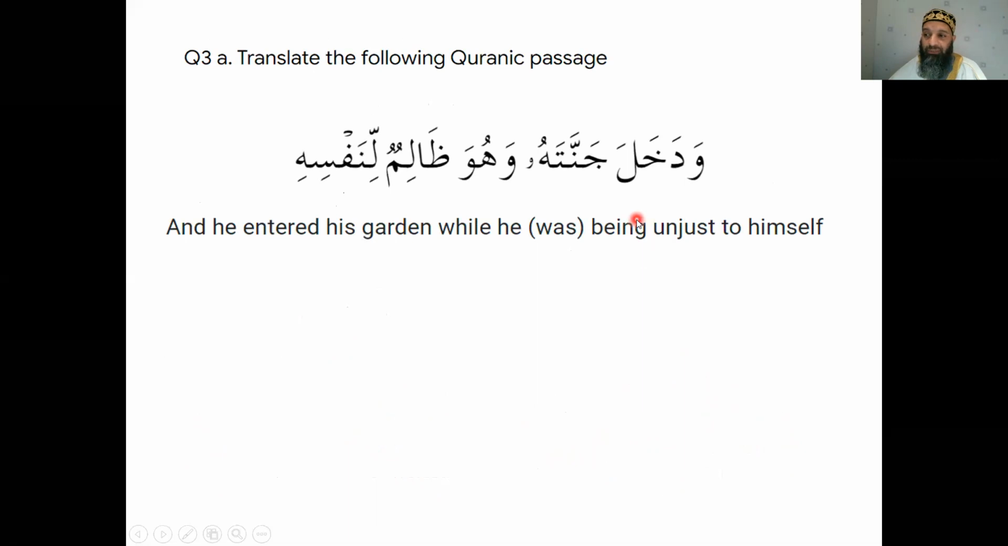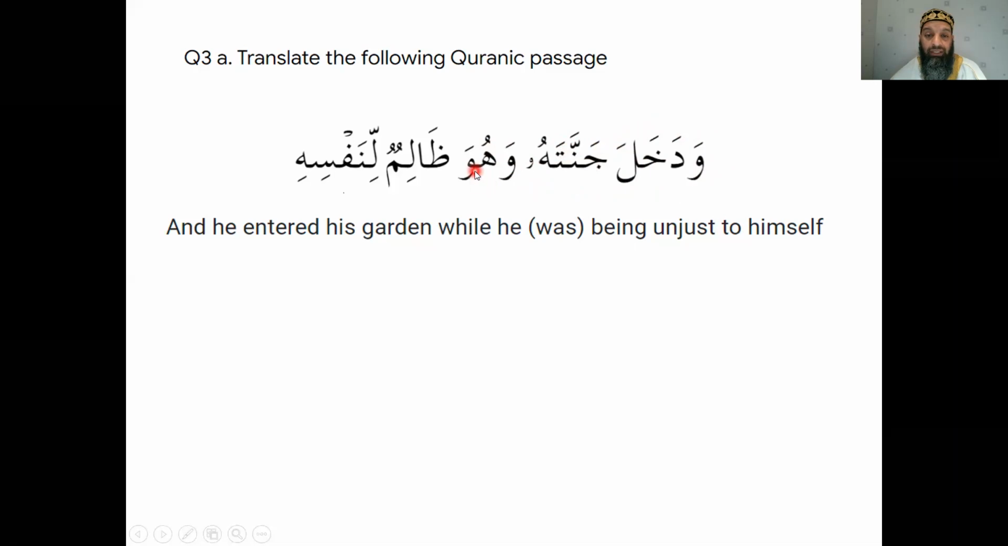And the test was quite simple. It's only six questions this time. So wadakhala, and he entered. Jannatahu. Jannata is mansub, so it's not the doer. We don't know who the doer was. So wadakhala, he entered, jannatahu, his jannah. So he entered his garden.